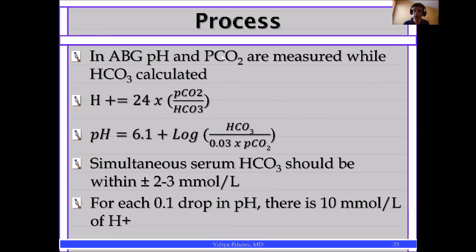And remember that pH and CO2 are measured, while bicarb is calculated. If you need to know the measured bicarb, you have to send electrolytes. And remember that the bicarb is calculated from this equation. If you're not sure about your bicarb calculation and you think it's incorrect, send serum. If you send the serum, the measured and the calculated bicarb should be within plus or minus 2 to 3 millimole per liter of each other. And remember, a 0.1 drop in pH means there is a gain of 10 millimole of H. It's very important to remember that.